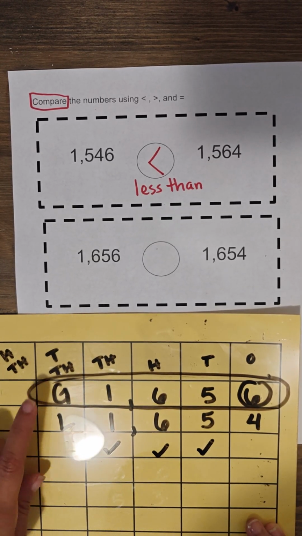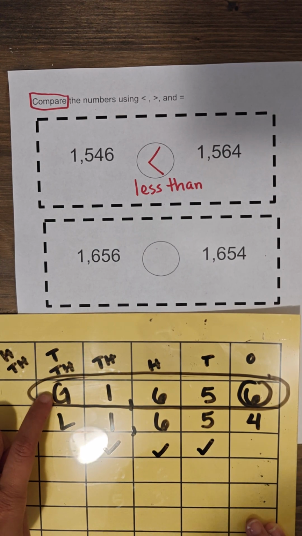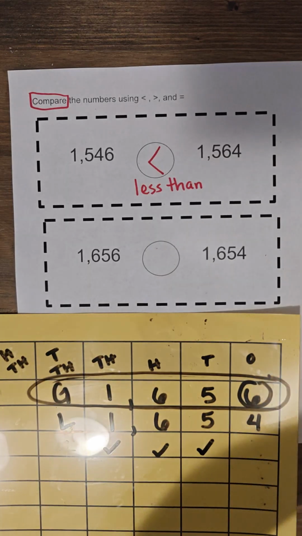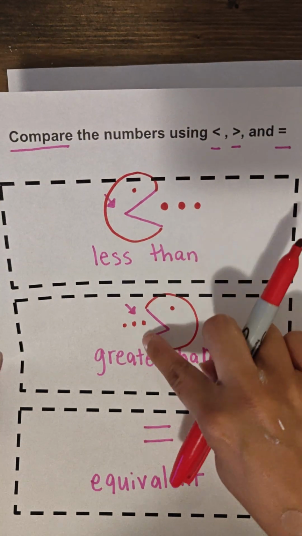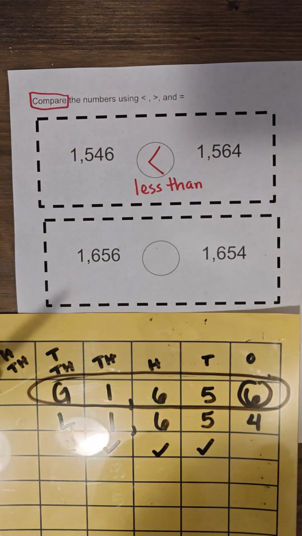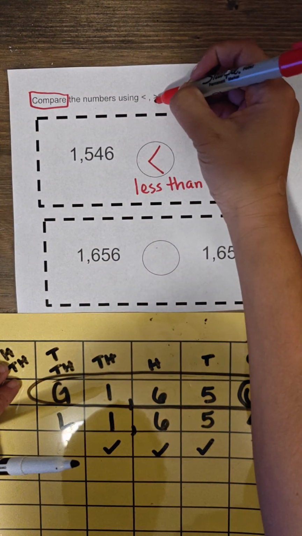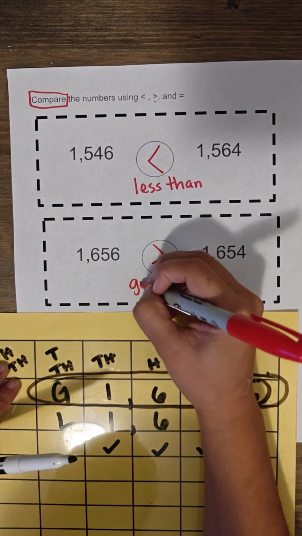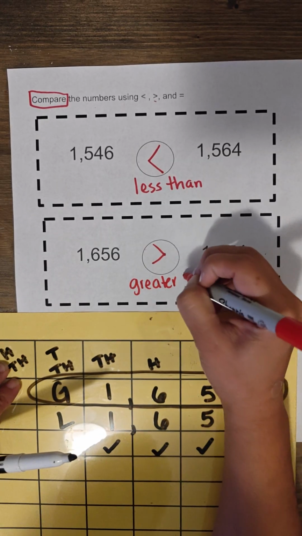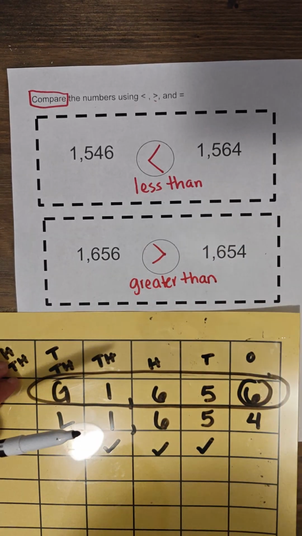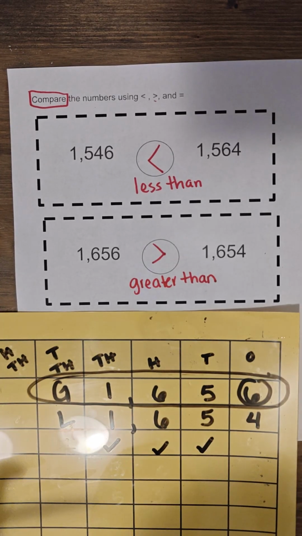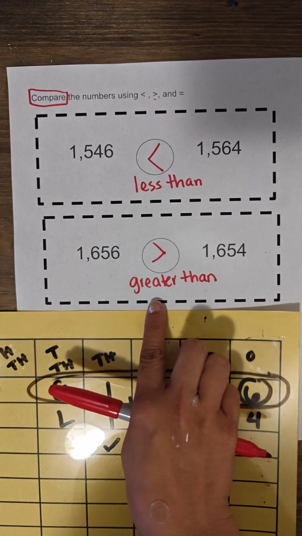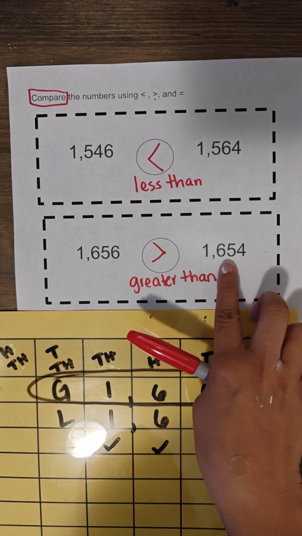So for this one, since we circled G for greater, our symbol is going to have to be greater than. And our greater than symbol is the one that looks bigger on the left side. This one right here. I'm going to go ahead and write it in. Perfect. So now the way you say this is 1,656 is greater than 1,654.